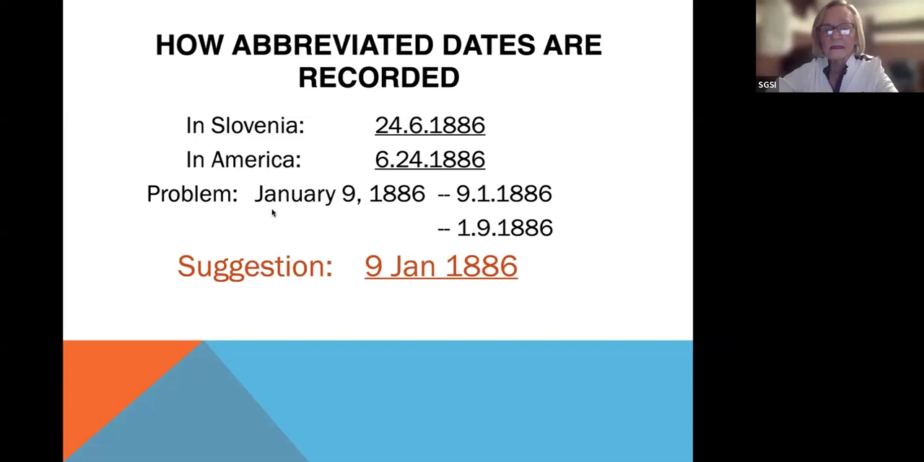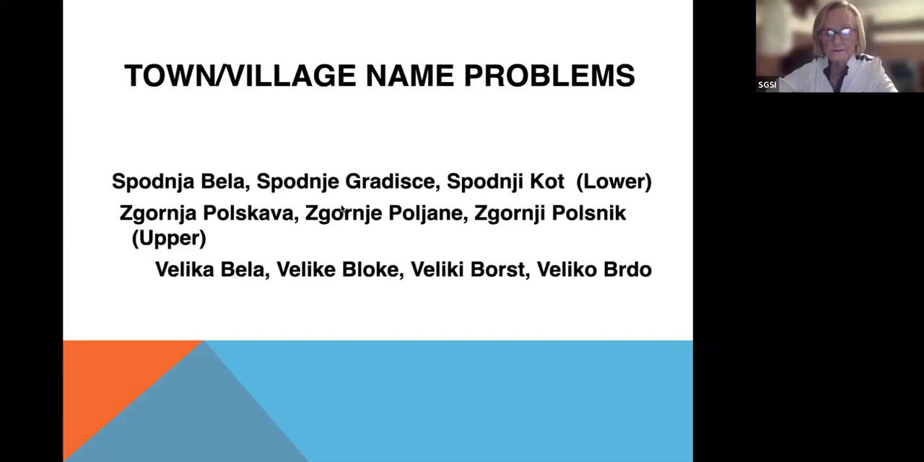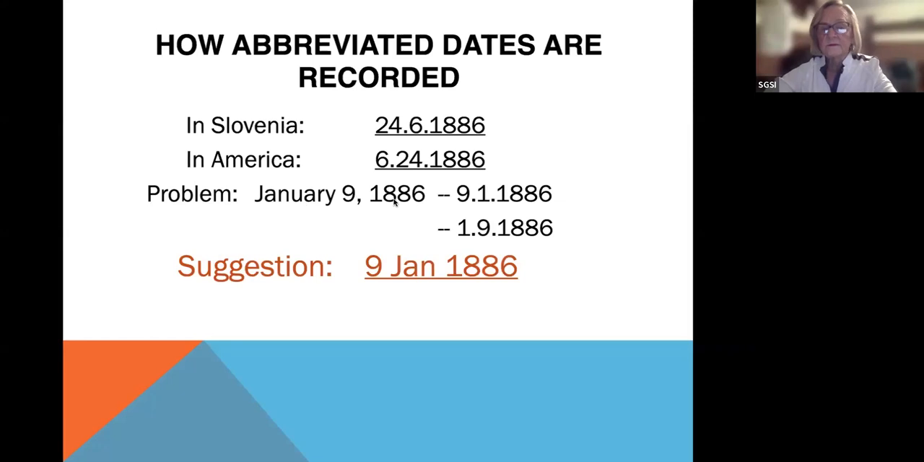The problem is, in a date like January 9, 1886, we would say 1, 9, 1886, but you will find it in the Slovenian records as 9, 1, 1886. I would suggest very strongly that you choose one method of doing all of your dates in genealogy so you don't make the mistake that this could become. My suggestion would be that you put the day first and then actually write out 3 letters of that month and then the year. I think you would be a lot better off doing it that way.